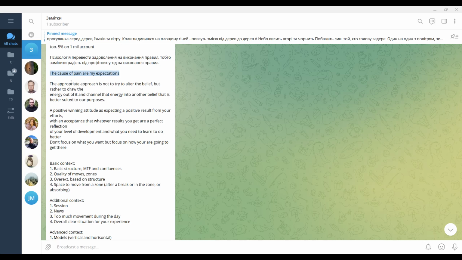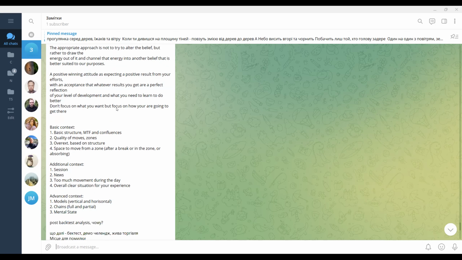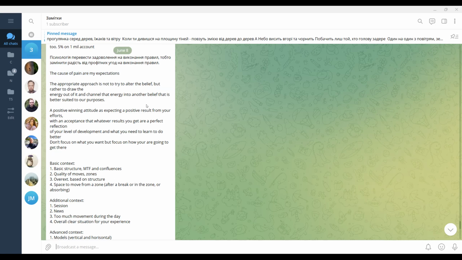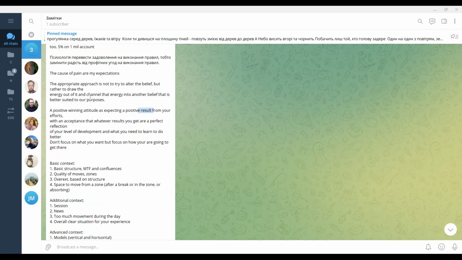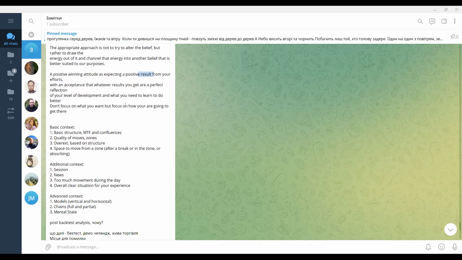Now, we will skip this one. And I like this quote from Trading in the Zone: a positive winning attitude is expecting a positive result from your efforts with an acceptance that whatever results you get right now are a perfect reflection of your level of development, and what you need to learn to do better. So if you have this result, then this is a reflection of your current level of development. If you want better, continue to work, continue to analyze, and you will get better in general.